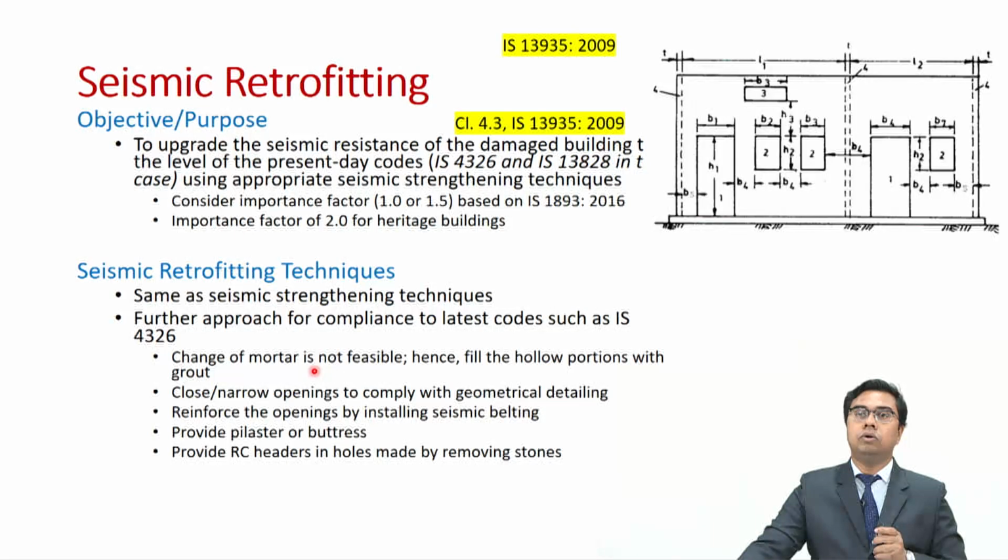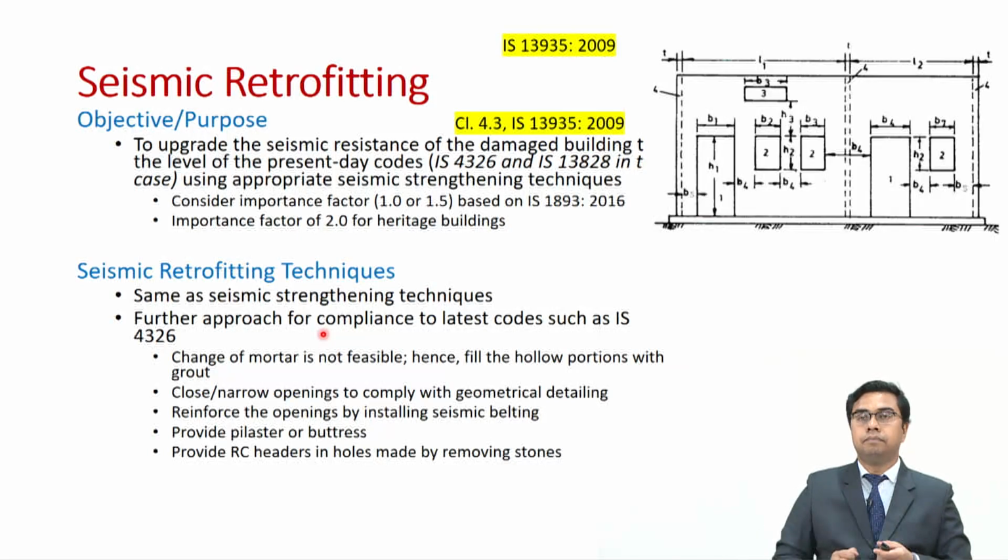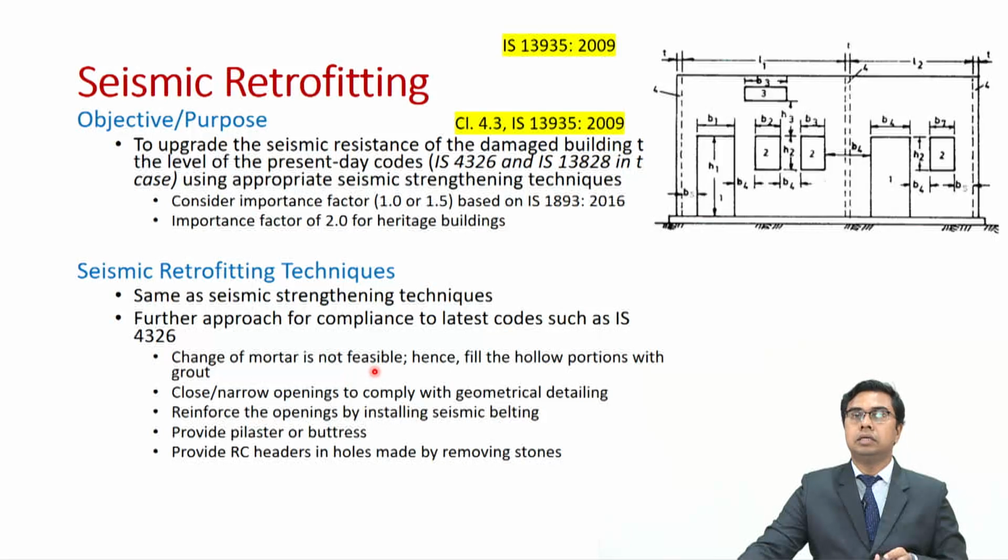Now, if your mortar is not suitable as per IS 4326 in the building, the mortar which has been used in the construction long back, let us say a 30-year-old building, and you find today that the mortar they have used is a poor quality mortar which is not admissible as per IS 4326 for the given seismic zone of the site. But the change of mortar is not feasible, right? Then in that case, we will fill the hollow portions with grout.